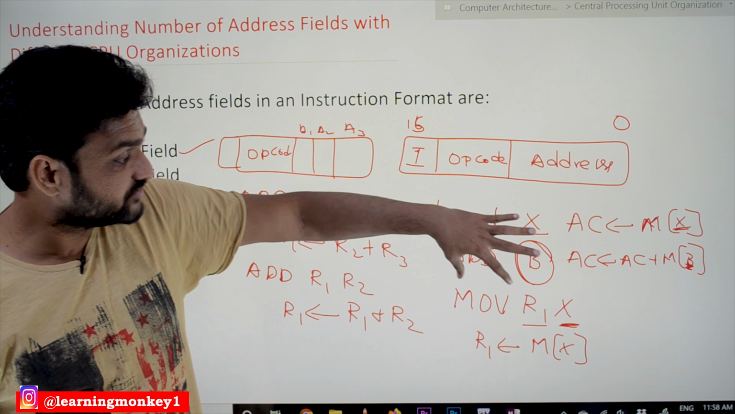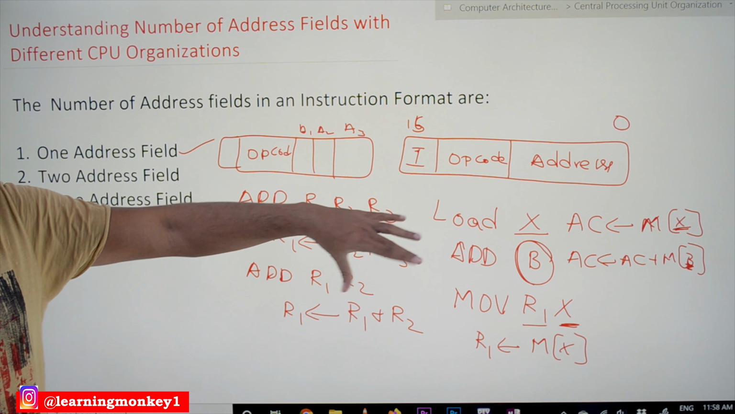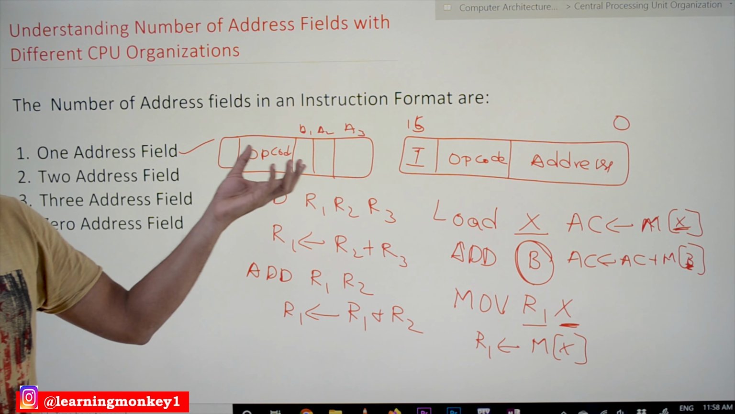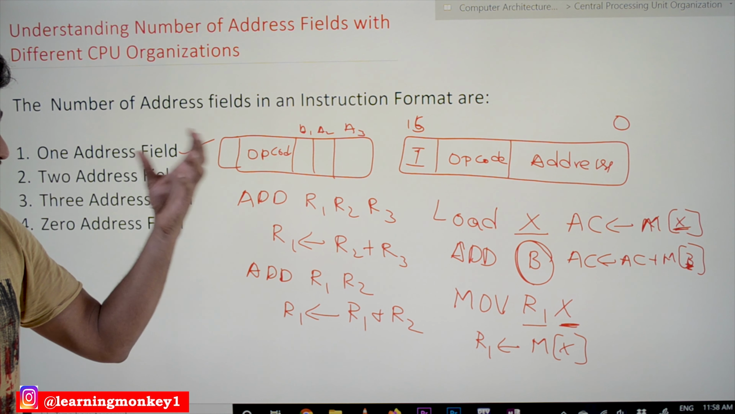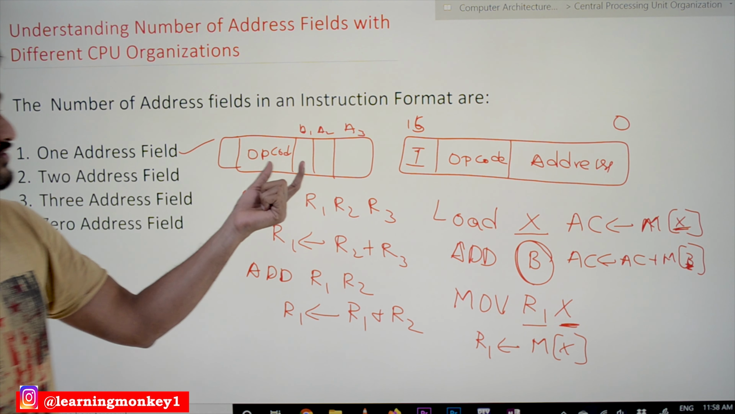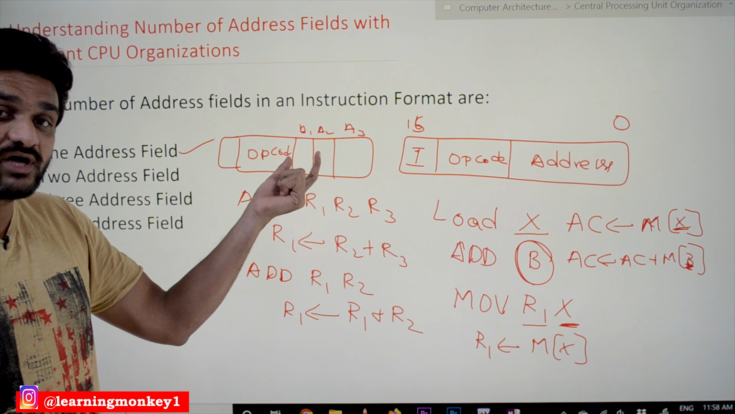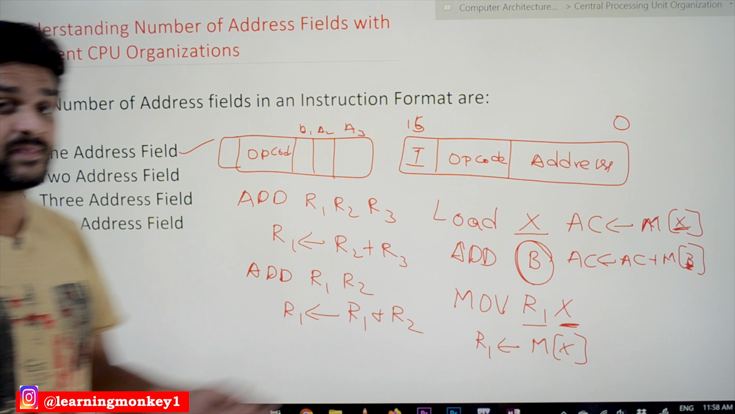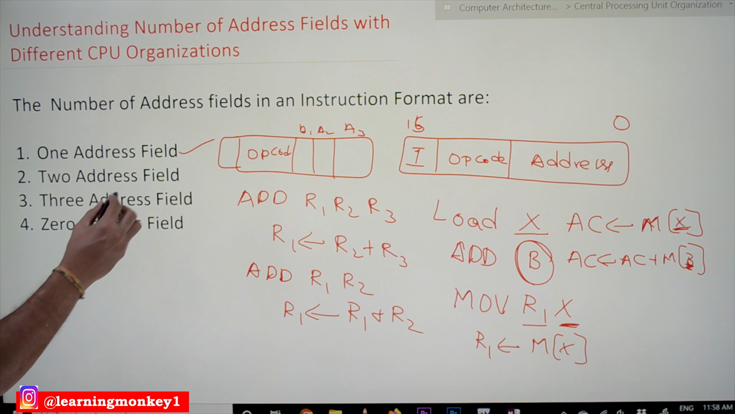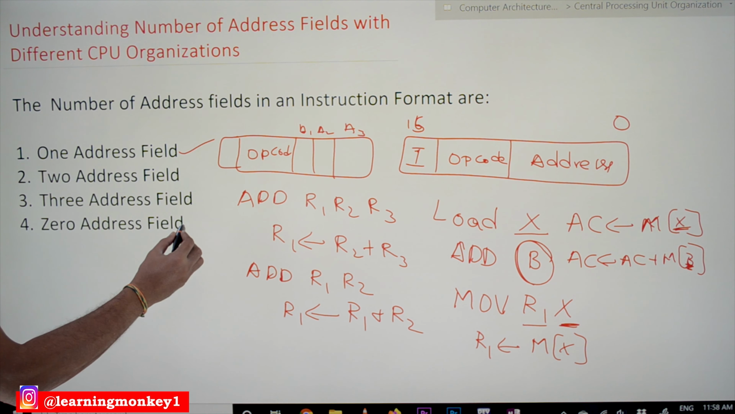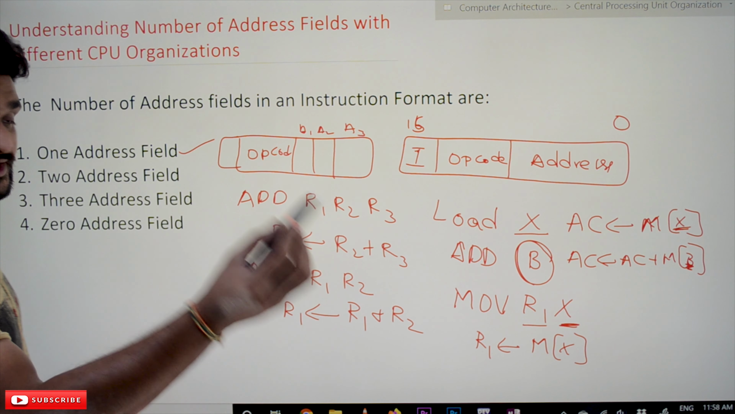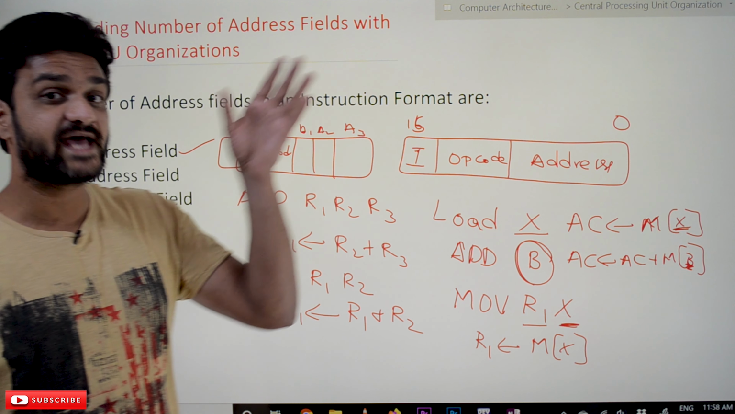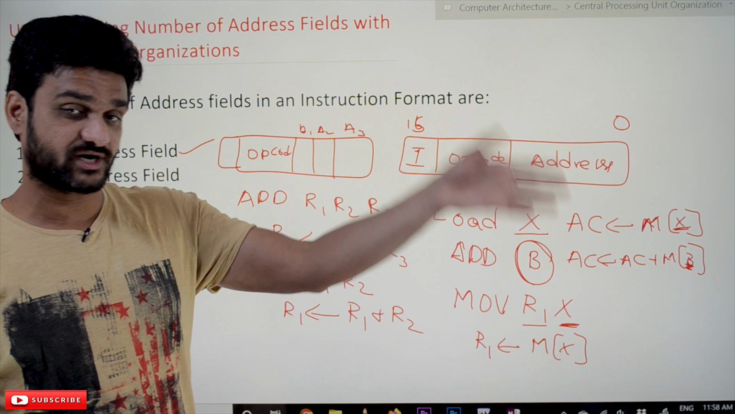So these are the different ways in which the instructions can be written with the general register CPU organization. In the general register CPU organization, we can fill with either two addresses or with all the 3 addresses. And the next kind of address fields that are possible in the instruction format is 0 address field. So this is used for stack operation, stack CPU organization.